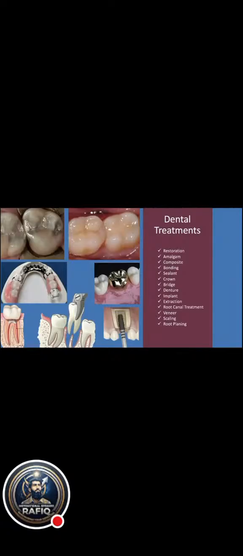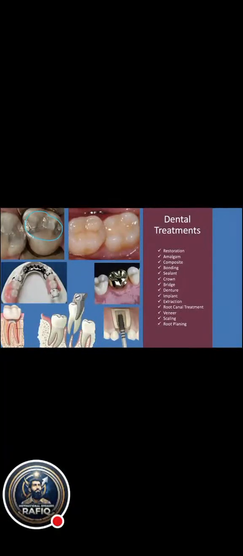Now let's go over some specific terminology for dental treatment. So restoration refers to any kind of treatment that repairs or replaces teeth. This can include fillings that replace decayed or missing tooth structure, but this also includes some bigger procedures like crowns and bridges that we'll talk about in a little bit. So amalgam is a dental filling material made up of a mixture of different metals such as mercury, silver, tin, and copper. It's also known as a silver filling.